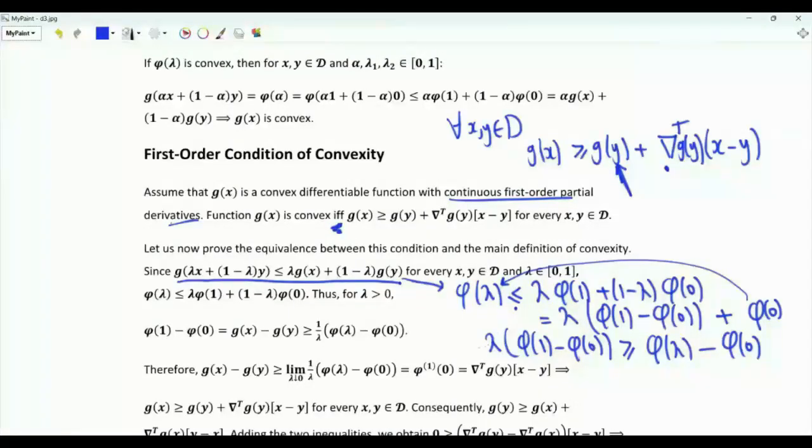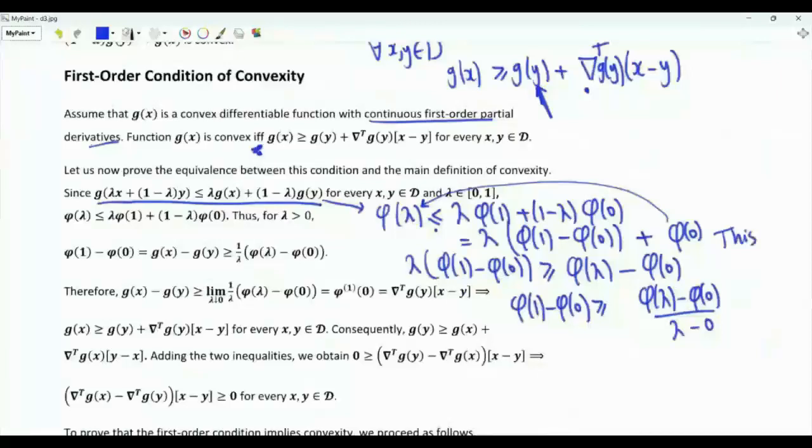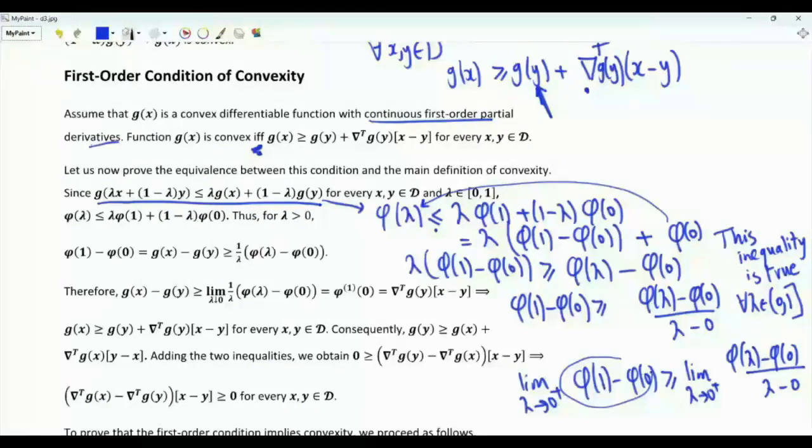If we assume that lambda is strictly positive, we can divide both sides of the inequality by lambda. We get that phi of 1 minus phi of 0 is greater than or equal to phi of lambda minus phi of 0 over lambda, which is lambda minus 0. This inequality is true for every positive lambda. We can take the limits of both sides as lambda tends to 0 from above. The left-hand side does not depend on lambda, so the limit is phi of 1 minus phi of 0. On the right-hand side, we have the definition of the first derivative of function phi at 0.